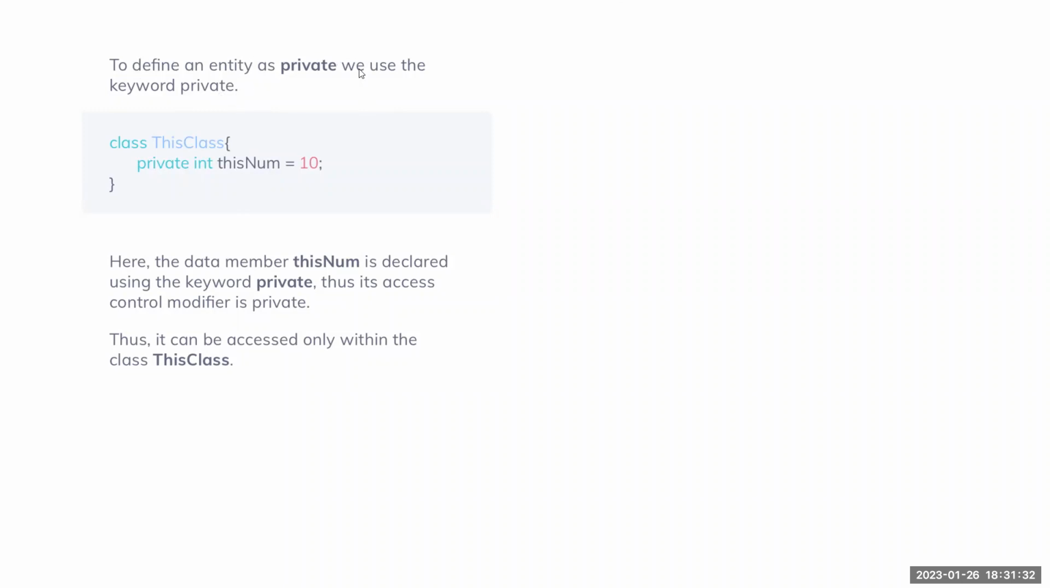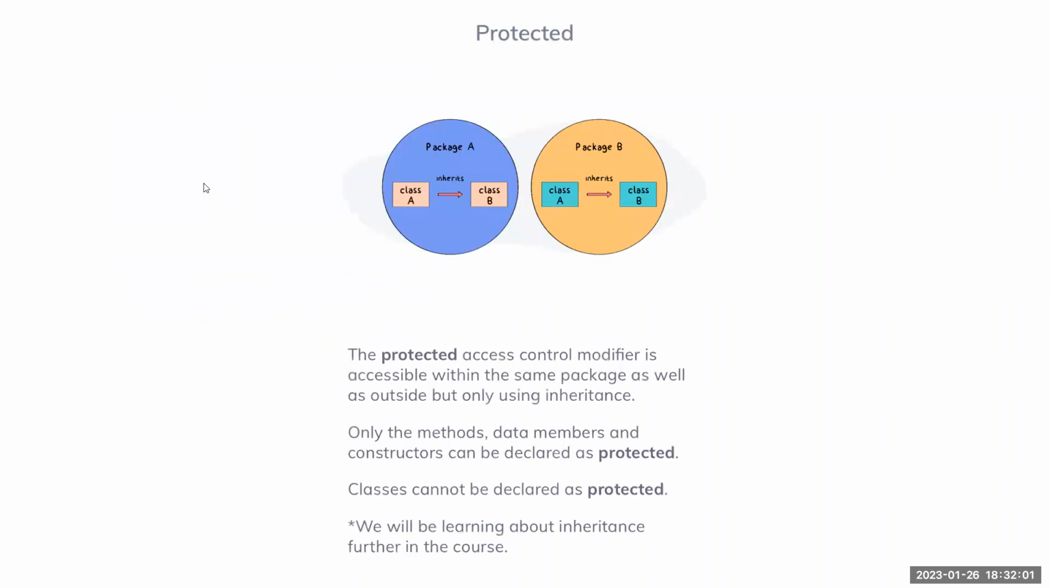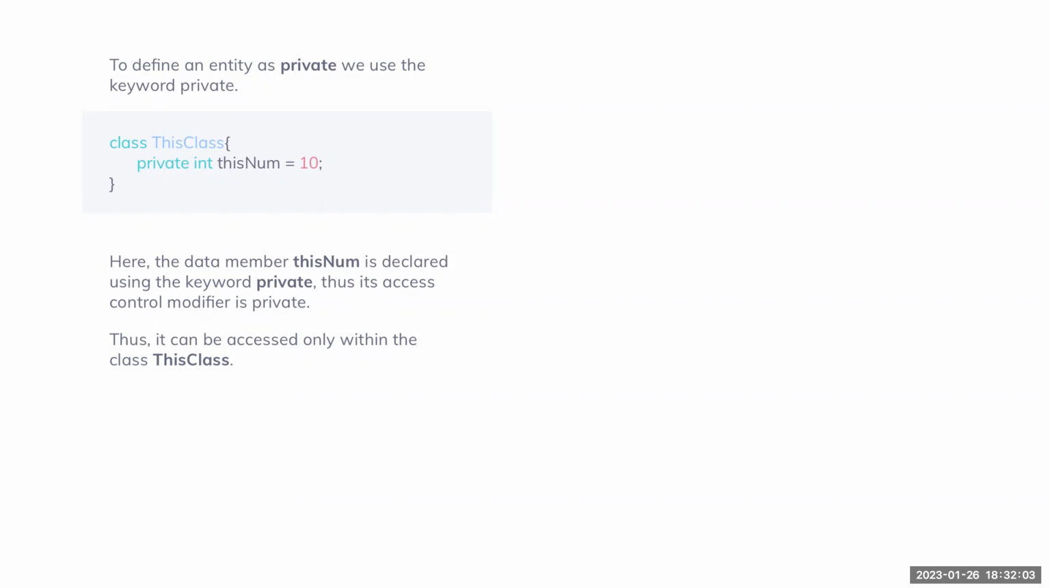If you see here, to define an entity as private, we use the keyword private. So inside the class, we are declaring a private int num equals 10. When you declare it as private, you are not able to access this outside of the class. The scope is very limited now. So how do you access them? I'm going to give some examples later, but consider this only the concept that you're learning now.